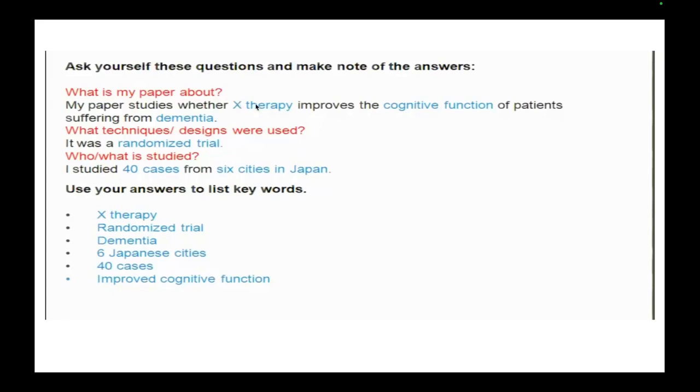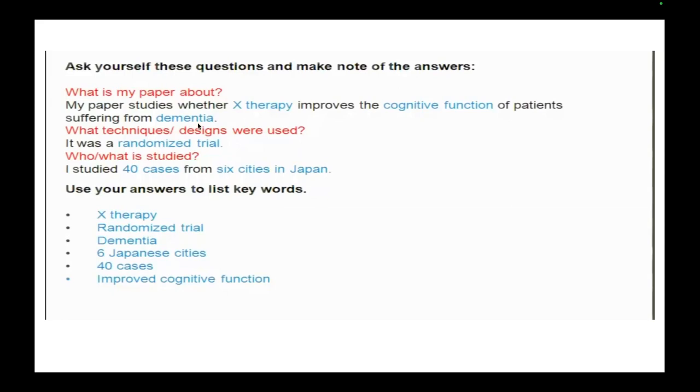So there are some of the words. For example, X therapy is important, cognitive function is important, dementia, you are working on dementia, you have done the randomized trial, and you have studied 40 cases in their 60s in Japan. These are important things. And all these important things that are in your manuscript should be written in the title. So these words should be present in the title. For writing the title, you have to list some of these words.